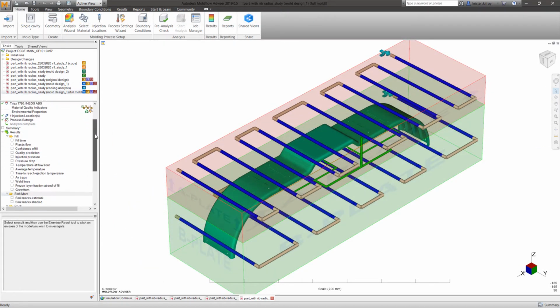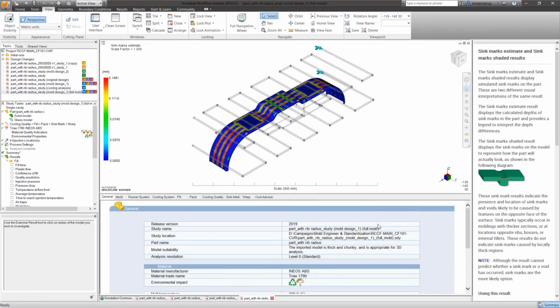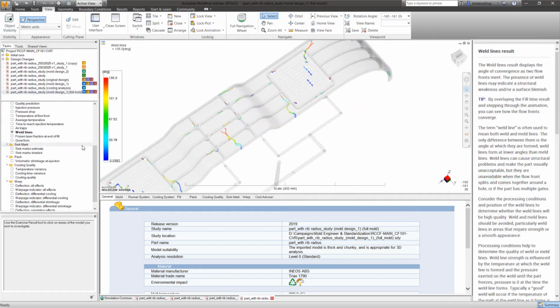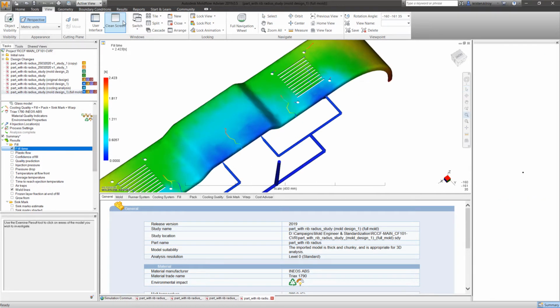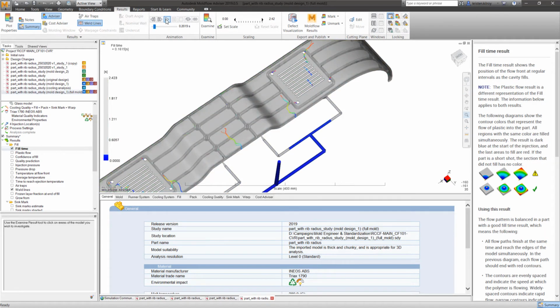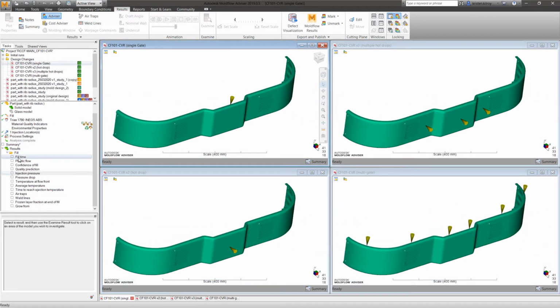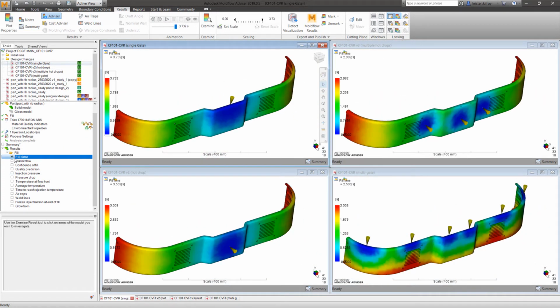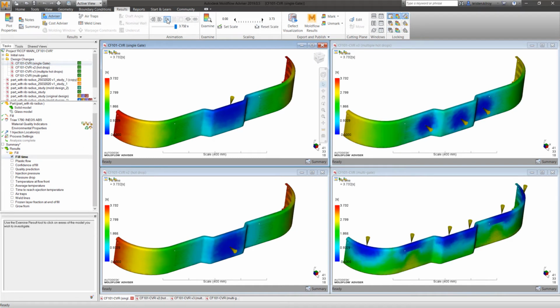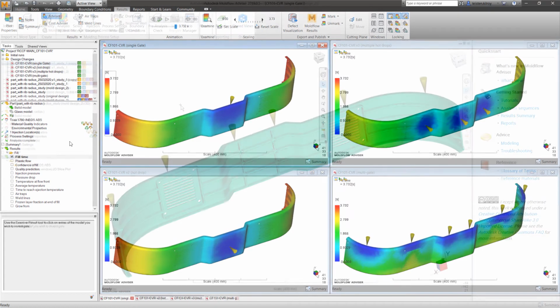Moldflow Advisor guides the part designer to understanding what aspects of the part or mold design may be contributing to part quality concerns, such as sink marks, part warpage, weld lines, or short shots. It lets the designer test and compare any number of design iterations prior to escalating to the next stage of the design process, ultimately reducing the risk of needing to make design changes later on.